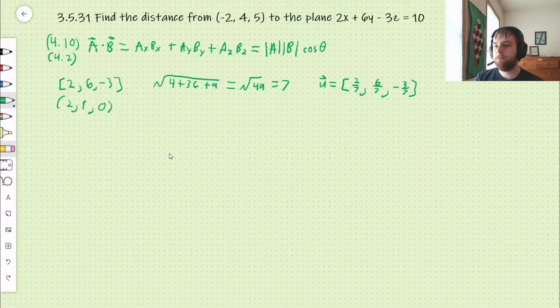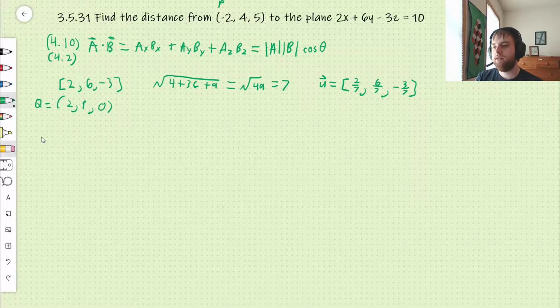One way to do this is to find a vector between the point that we want and the point on the plane. And you'll see why we do this. It gives us a distance to the plane, if that makes sense. We do that by taking this point here and subtracting this point from it. You do that by subtracting each component. So we'll call this point P, we'll call this point Q.